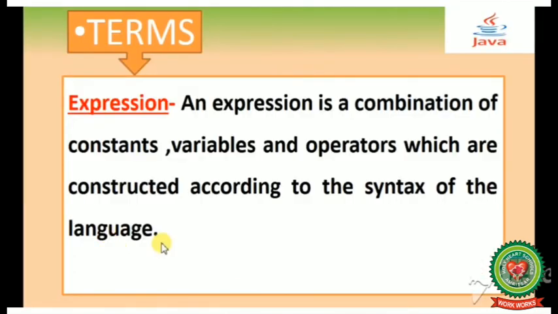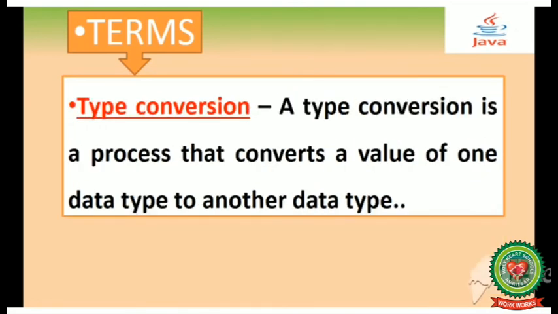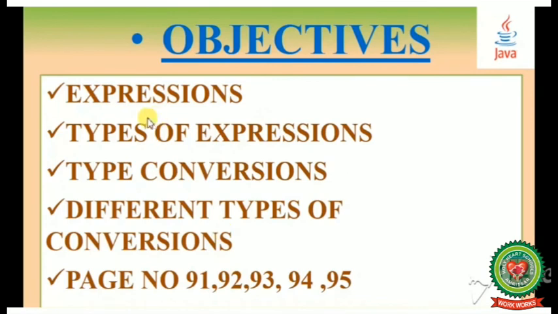So students, today we have discussed the definition of expression and type conversion, and we have discussed various topics, that is expression, different types of expression, that is integer, real, mixed, Boolean and string, and we have discussed type conversion, that is to convert one data type to another data type, and different types of conversion, that is implicit and explicit. So students, revise the topic carefully, go through the examples and explanation that we have discussed, and in the next video we will come with the next topic. Thank you very much.